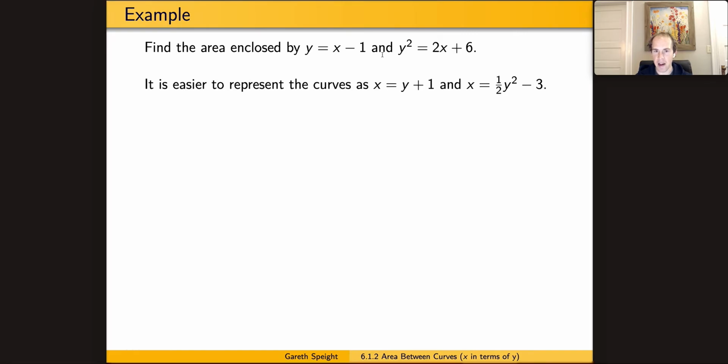So let's rewrite these as one function of y and another function of y. The second curve can be represented, if we rearrange, 2x equals y squared minus 6, x is a half y squared minus 3.